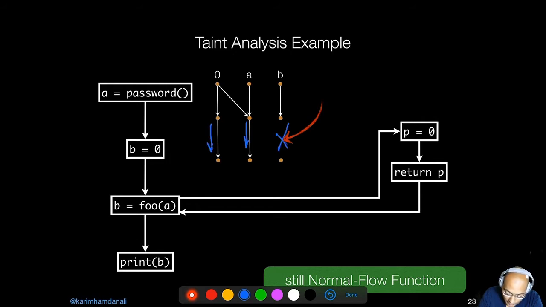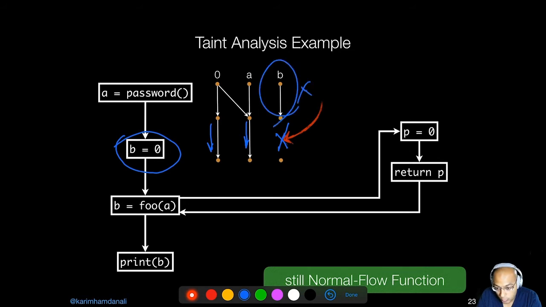I removed that edge. I did not propagate it forward because the statement B equals 0 says that I'm overwriting the value of B, whatever it is, with the value 0. So that means that after this statement, B cannot be tainted. So there should not be an edge here. It doesn't matter what happened to B before that statement. I don't care what happened here, but this edge should not exist. So now I'm not going to propagate it forward.